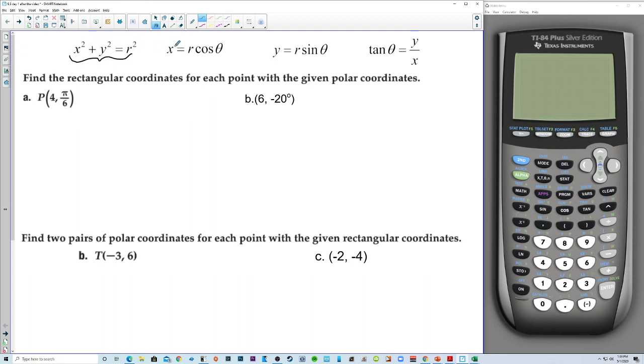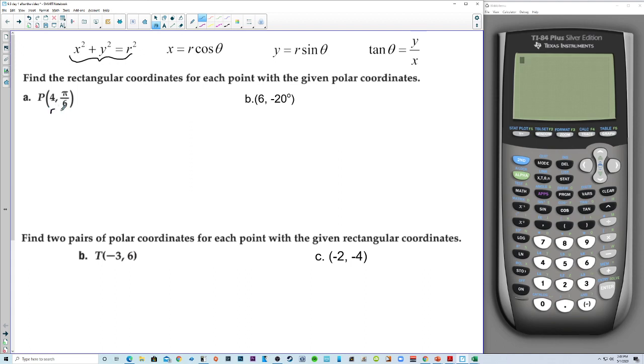Cartesian to polar. Then other tools we have at our disposal to go in between is x is the same as r cosine theta and y is the same as r times sine theta. And to find the angle, we would take the tangent of theta as y over x. Now, all four of these allow us to go between Cartesian and polar. So find the rectangular coordinates for each point with the given polar coordinates.